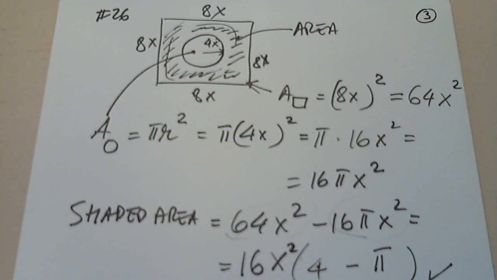So I will enter 64, I will enter x squared, and then I will enter minus 16 pi x squared. And I'll check the answer, and then oh, because they changed the problem. I'm sorry. They changed the problem on us, so we have to do it again.